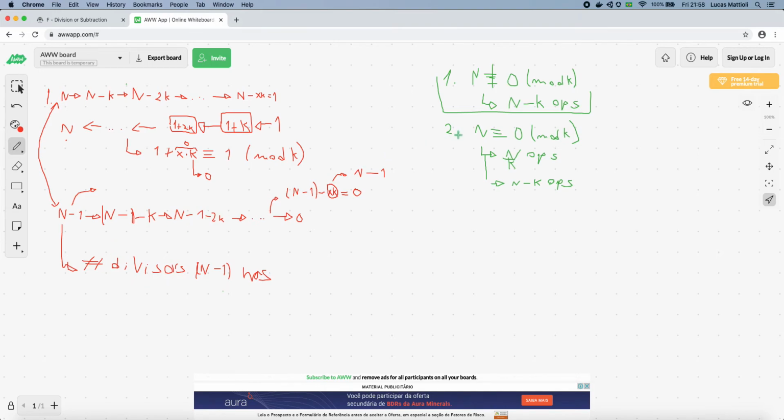So for the second case, what we need to do, we can actually count this case by hand. In this case here, the precondition so that we are in this case is that n is initially a multiple of k, or in other words, k is a divisor of n.